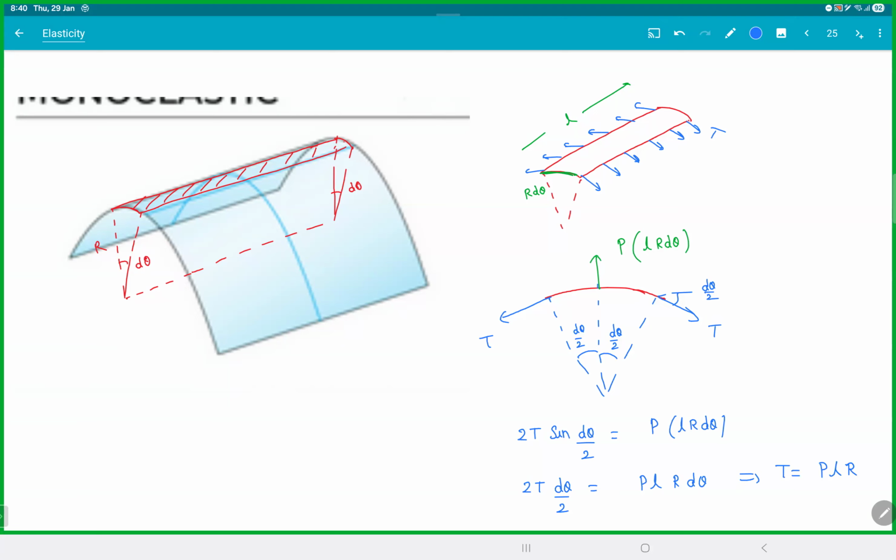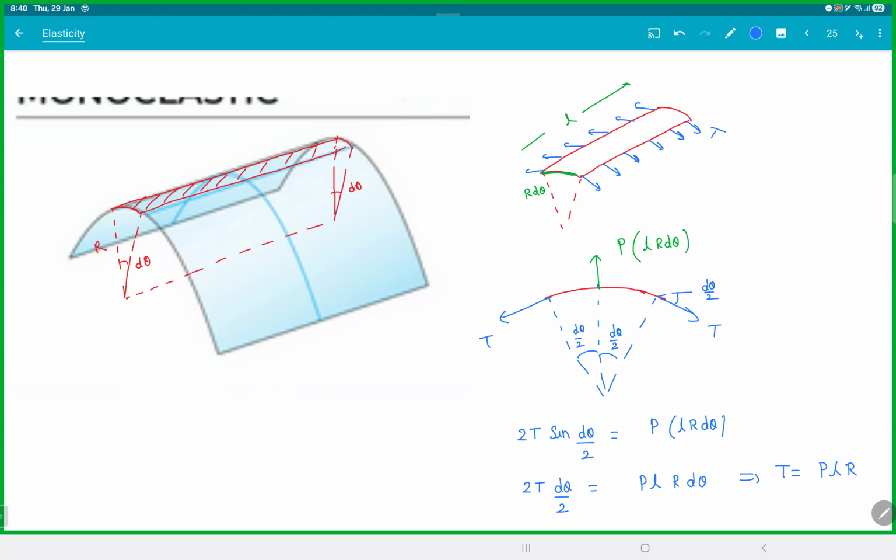Is this clear so far? So this is the tension acting on the thin strip on both the sides. It is stretching. Are you able to visualize how it is being stretched? Any doubts on this page? Please ask me.